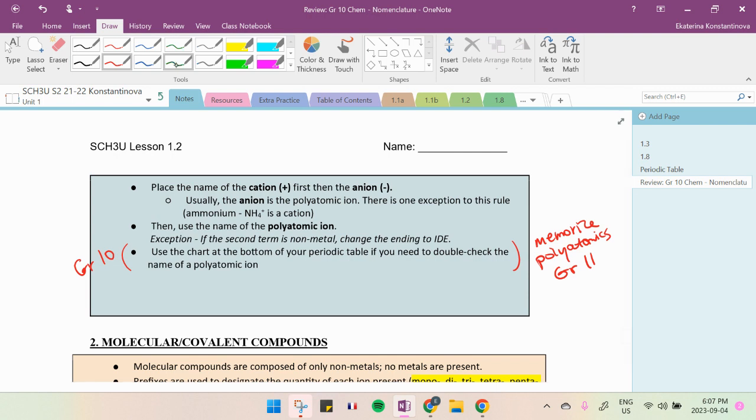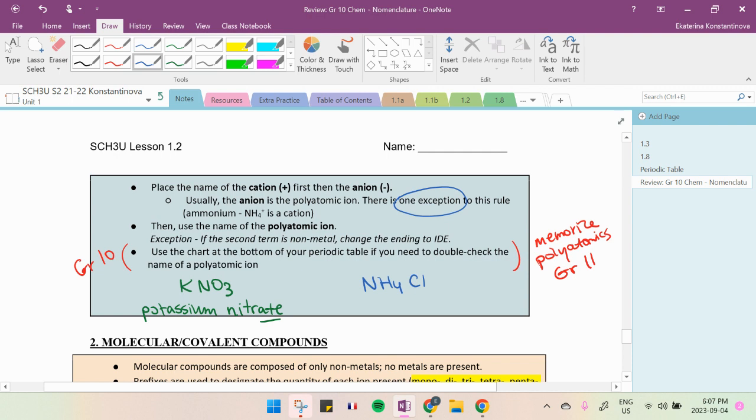Okay, so let's take a look at the example and then we'll also take a look at the exception. So let's say I have something like, let's do KNO3. How do I name this? Well, K is potassium and NO3 is nitrate. And I'm done. Okay, because I recognize that NO3 is a polyatomic. Again, notice it ends in 8. Now let's take a look at our one exception. Let's say I have NH4Cl.